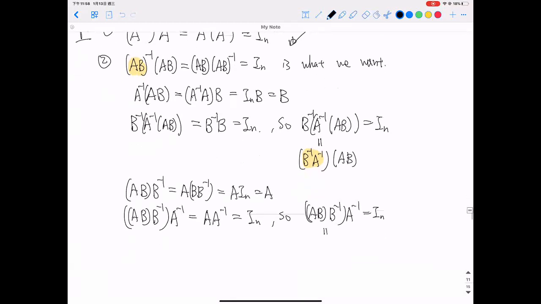But again, you can group this product in a different fashion, like that. So this is telling you that B inverse A inverse is also an inverse of AB for the other requirement. That's therefore proving that the inverse of AB is B inverse A inverse.